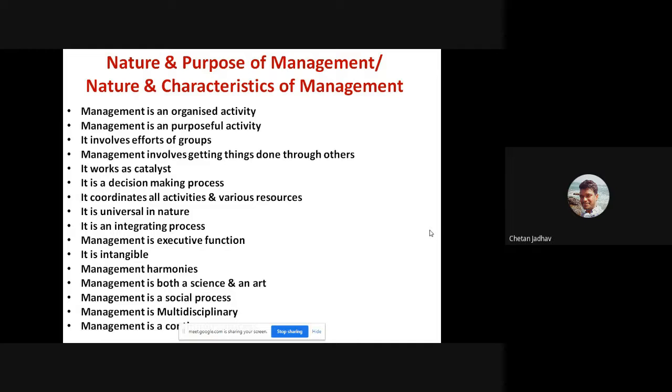It is an integrated process. Management is not a single part; it is the integration of all the departments, all the employees, all the different level managers. So we integrate all these department managers and complete the given task. Next, it is an executive function. Then it is both science and art. We can call it a social process, and a multidisciplinary activity. So these are some important parameters of the nature and purpose of management.